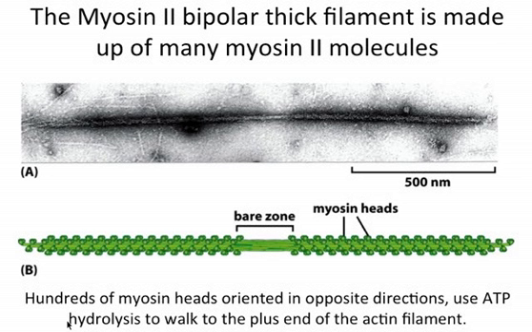So in this case, the cargo is itself, right? Because it's just wound around itself to create this bipolar thick filament. Bipolar, meaning it's oriented in both directions. It walks in opposite directions at the same time. Thick filament, because it's thick. It's a bunch of myosins wound together.